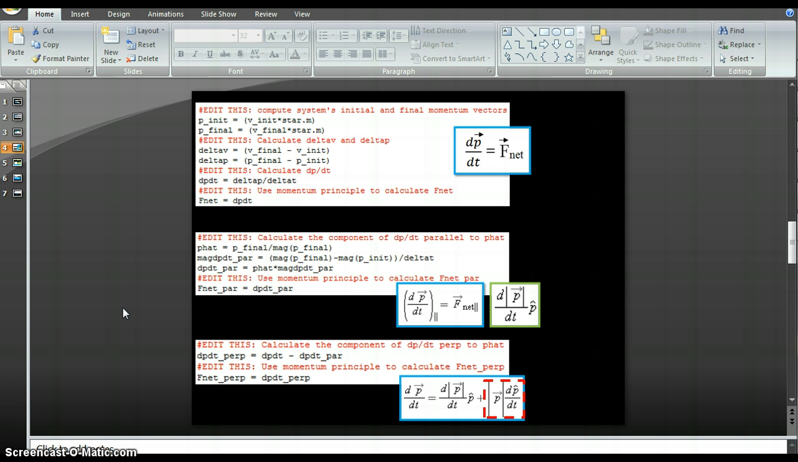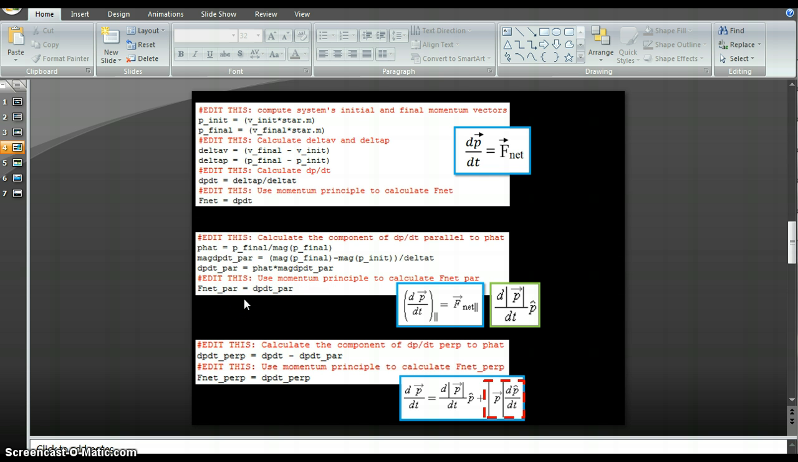So the first white block is the momentum principle. As you see, the initial and final momentums are calculated, the velocities are calculated, and right here it says F net equals dp/dt, which is of course the momentum principle. And then we had to break that net force into a parallel and a perpendicular component. The parallel component is equivalent to your change in magnitude of momentum over t times your unit vector of momentum, and that was calculated in this code.